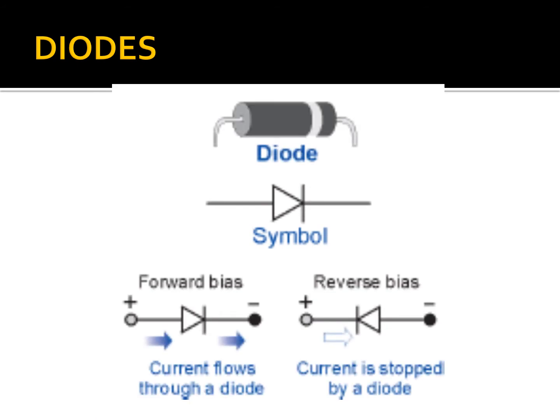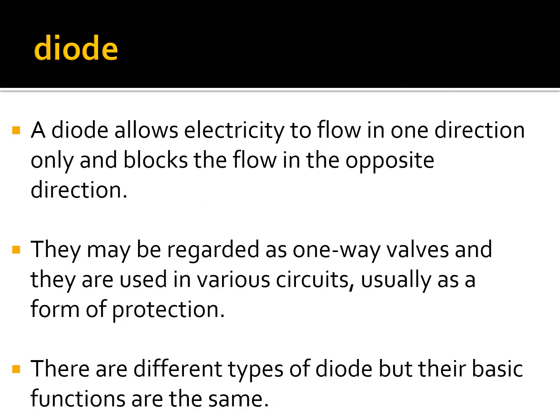The diode looks like the picture above, which is a discrete diode, but the symbol is the triangle with the straight line. Diodes come in one of two ways, either forward bias or reverse bias. In the forward bias, the current flows through a diode, and in the reverse bias, the current is stopped by a diode. The diode always allows electricity to flow in one direction only and blocks the flow in the opposite direction. They may be regarded as one-way valves, and they are used in various circuits, usually as a form of protection. There are different types of diode, but their basic functions are the same.